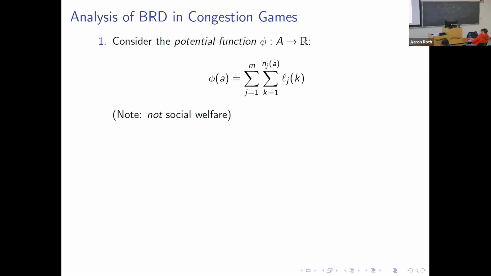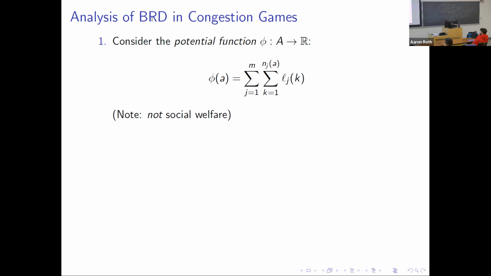When you first look at something like this, you might think to yourself, okay, this maybe kind of looks like social welfare, the sum of the costs of all of the players. That would be a natural thing to think about. Like, what is the average commute time of all of the players? And it would be nice if every step of best response dynamics decreased the average commute time. Then average commute time would be a potential, and this would also be an interesting statement in its own right. Unfortunately, that's not true. And this is not social welfare. This is not the sum of the costs of all of the players. So what is this function?